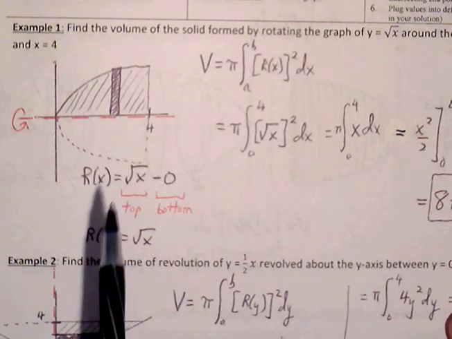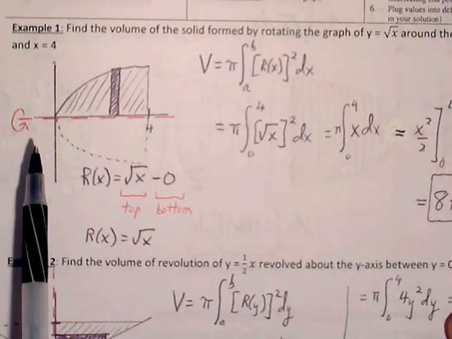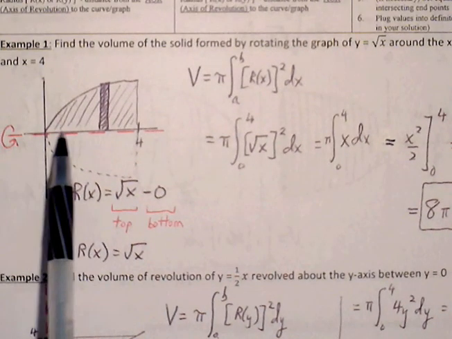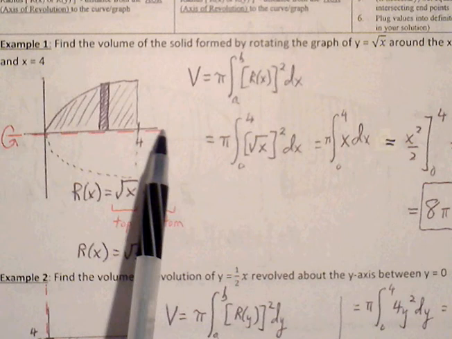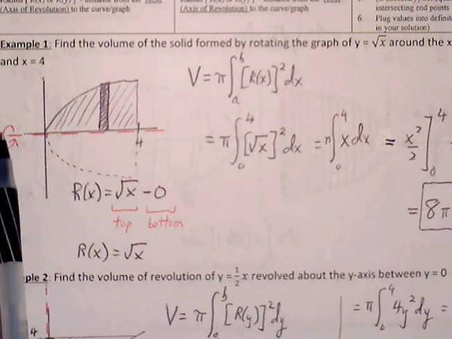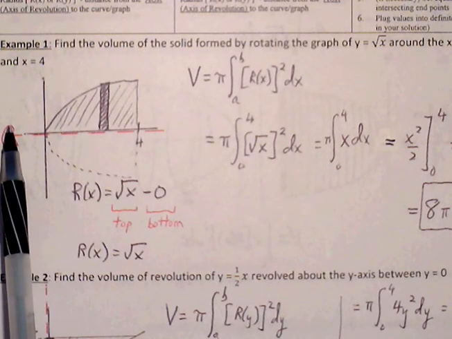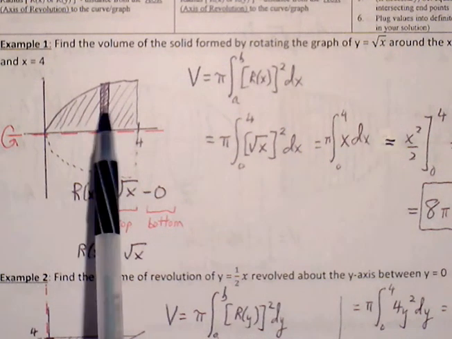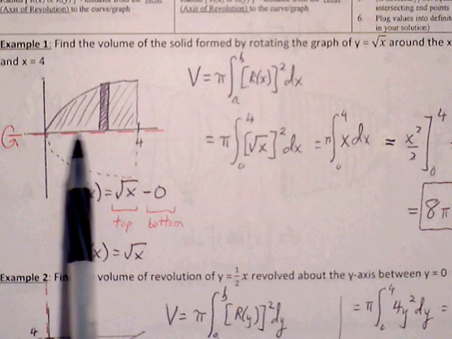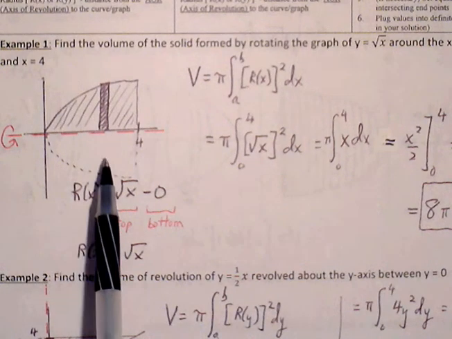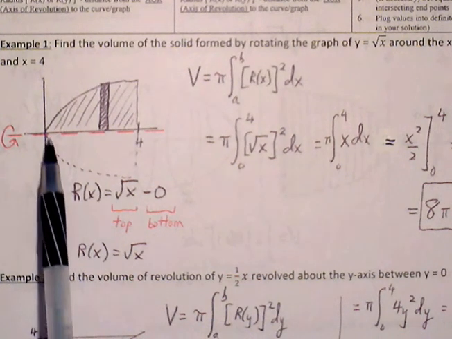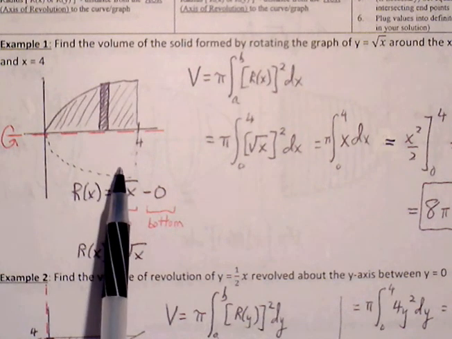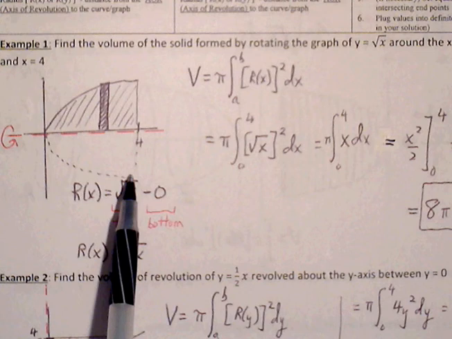And we're rotating this about the x-axis. So I have a dashed line here representing the center of this object, and I have a symbol here just to indicate that we're going to be rotating this shaded region around this line. So rotating all the way around, it's going to have a kind of a bowl-shaped figure that opens to the side.